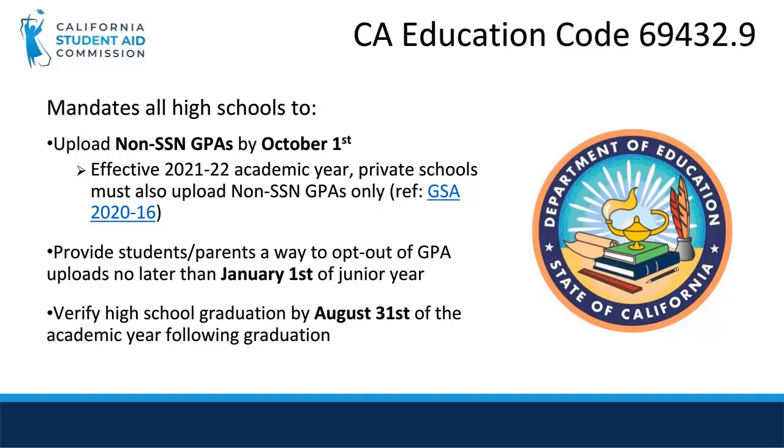Schools must also create an opt-out option for students and parents. They must provide this option to students no later than January 1st of the student's junior year. Schools can create their own opt-out form or use the one on the CSAC website as a template. Schools also have to verify high school graduation by August 31st of the academic year following graduation.